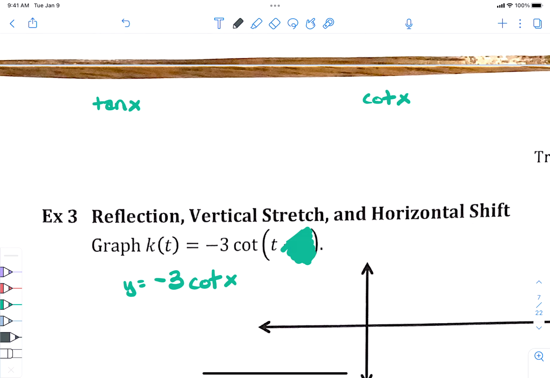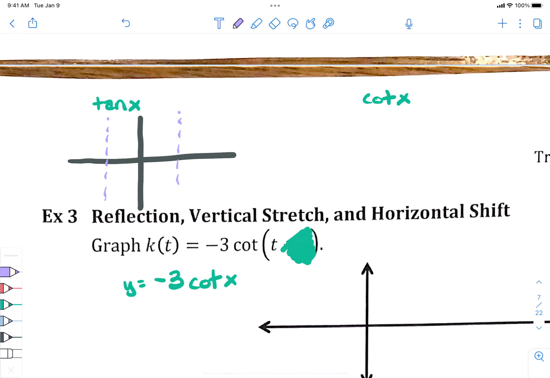So here's how tangent looks, right? We have this and we have this. Negative pi over 2 is his left vertical asymptote. His right vertical asymptote is positive pi over 2. And then he kind of looks like a cubic function from there, right? He starts here in the middle and he goes up. Wait, let me slow down. And he starts here and he goes down.